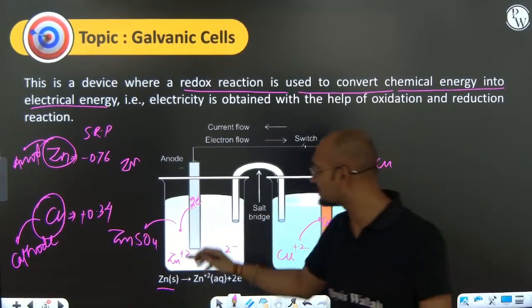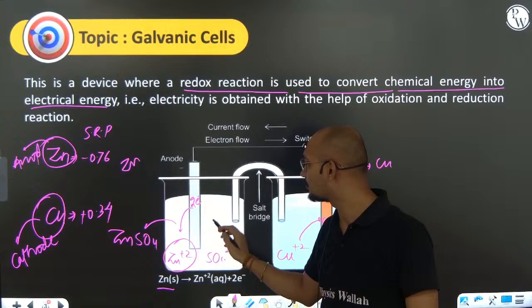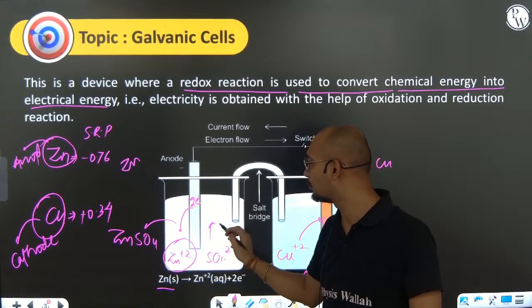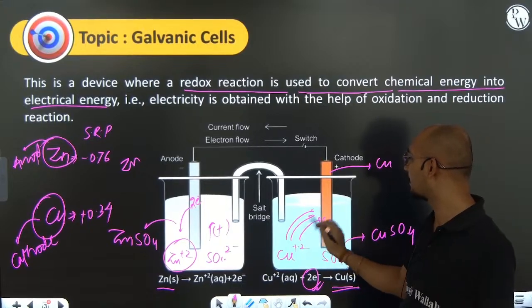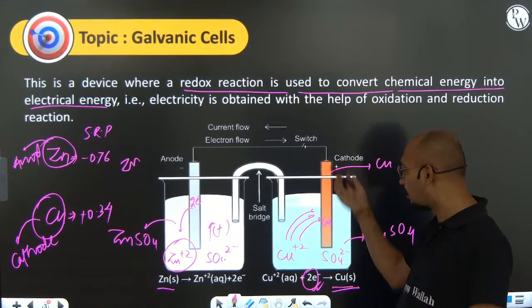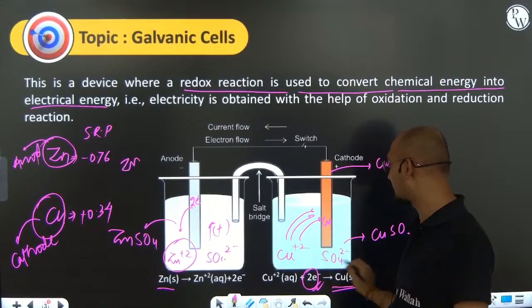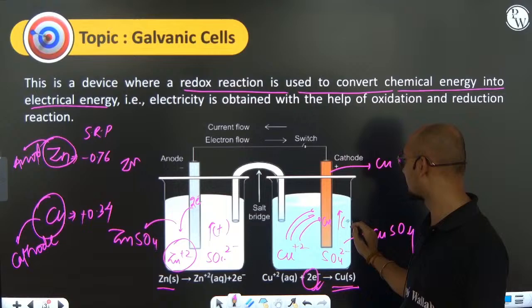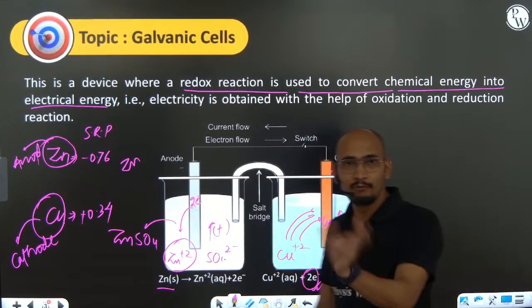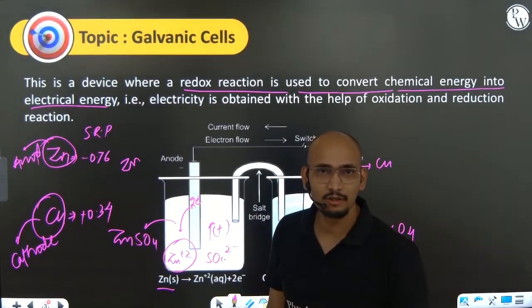Why? Because as the zinc keeps going into solution, more and more zinc ion will be there, so the solution will become more positive. And here what will happen? Because all the copper ion will keep depositing on the rod, sulfate ion will be more. If the sulfate ion is more, more and more negative charge will be there. So as the negative and positive charge builds up, what will happen? The whole reaction will be stalled or stopped.